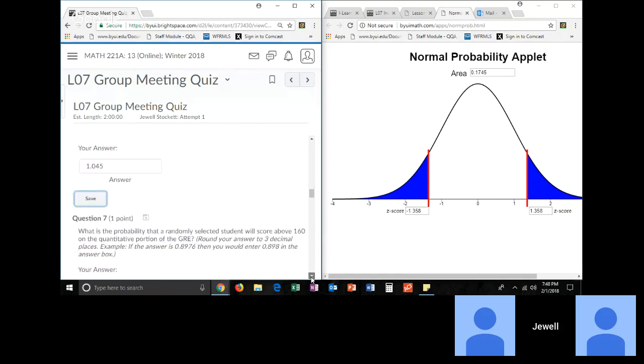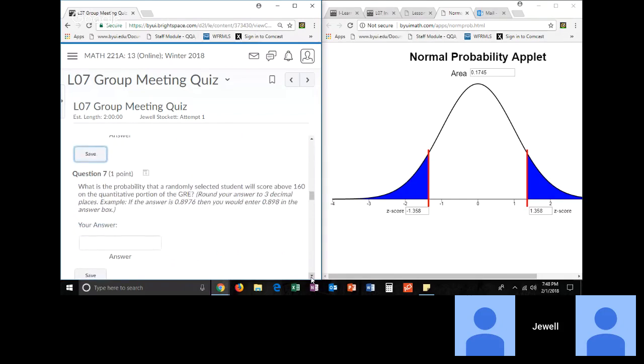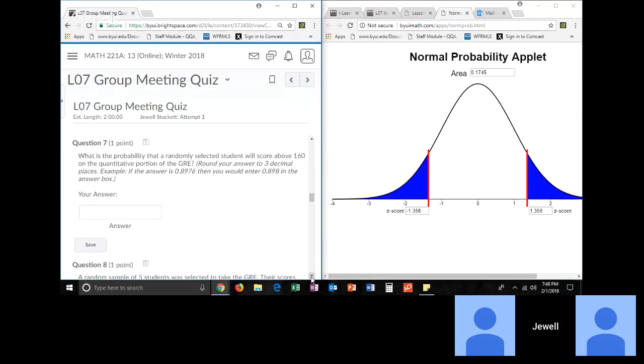Okay, 7. Are we good to go on to 7? Yeah. For 7, I just placed that into the normal probability applet. You guys got 0.148? I did. Perfect.